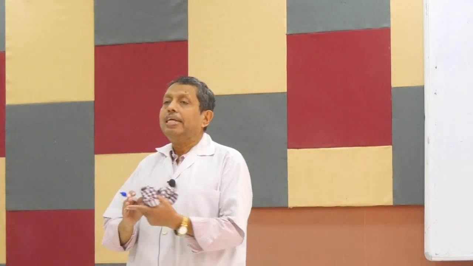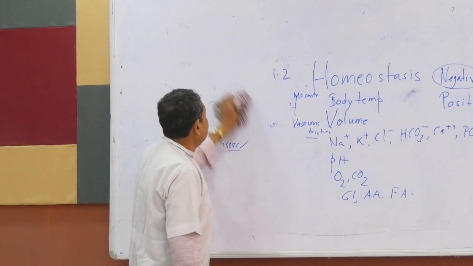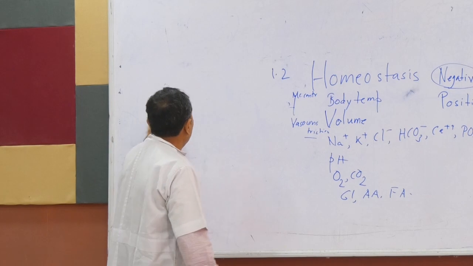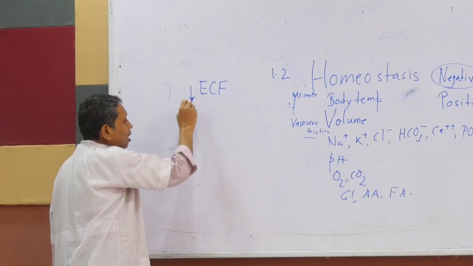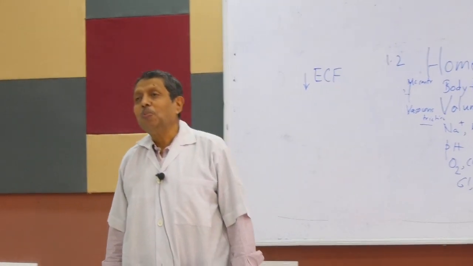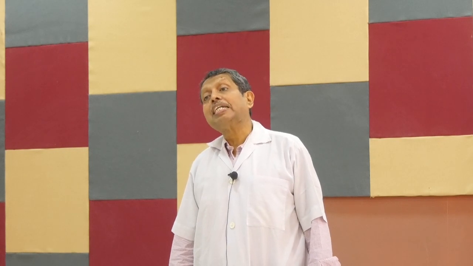Suppose an individual remains without water for a considerable length of time. We are always losing water from different sides, and whenever there is a fall in the extracellular fluid, the ECF volume is low. Suppose during summer time, with excessive sweating, we are losing water. So there is a reduction in the extracellular fluid, and it is corrected by negative feedback.